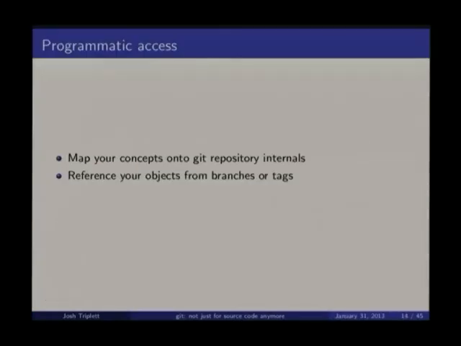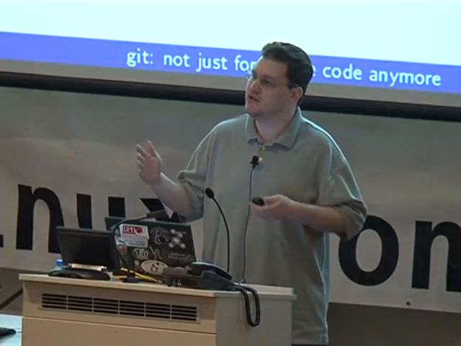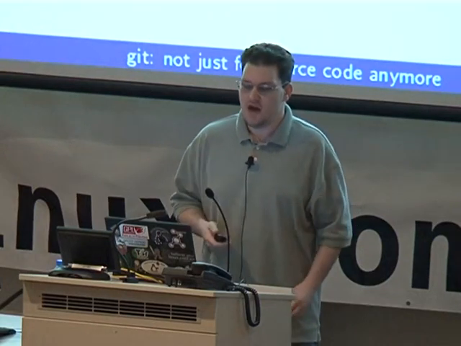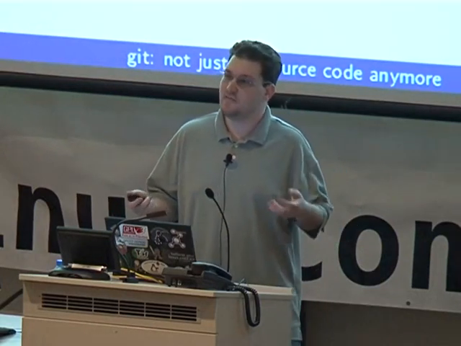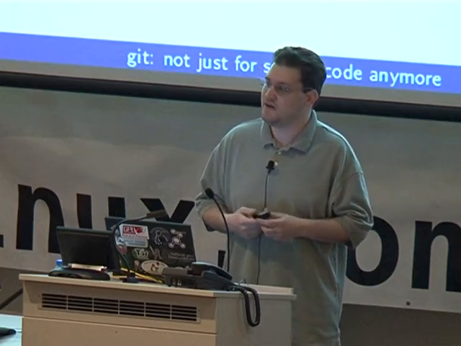So when you're dealing with programmatic access, the very first thing you're going to want to figure out is how your application's concepts map onto Git's repository internals. And the other key detail, again, is make sure you reference all of your objects, because you might not otherwise have a reason to.